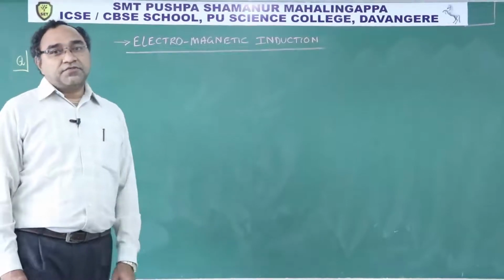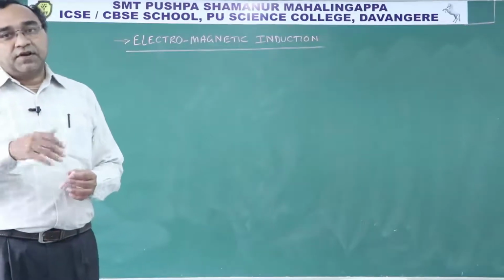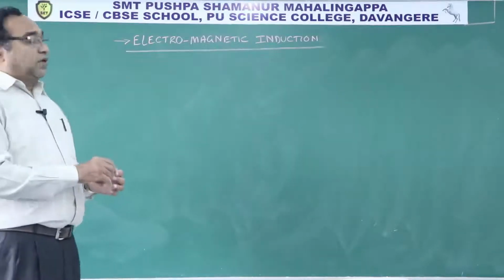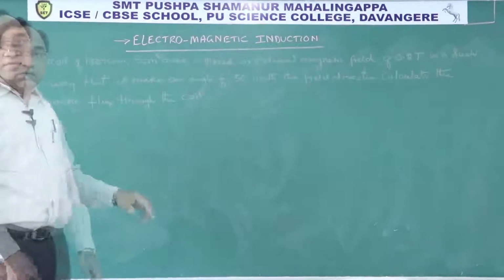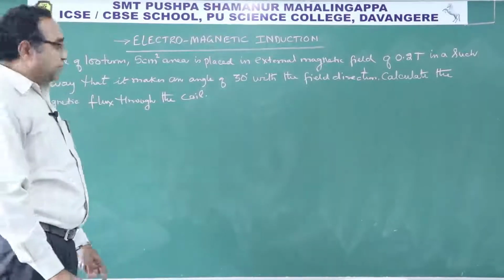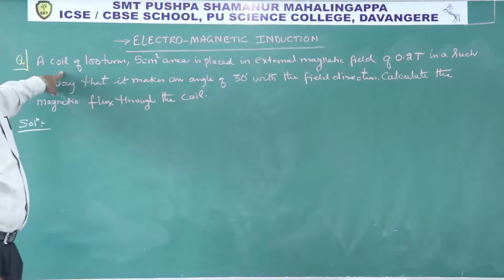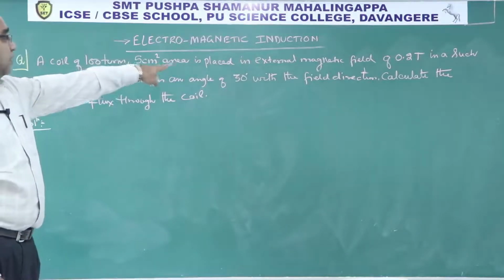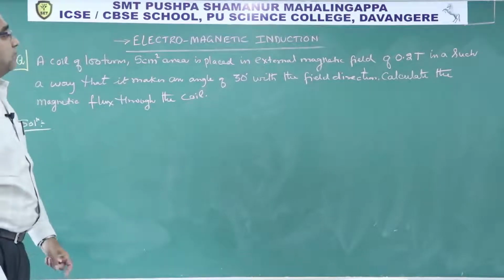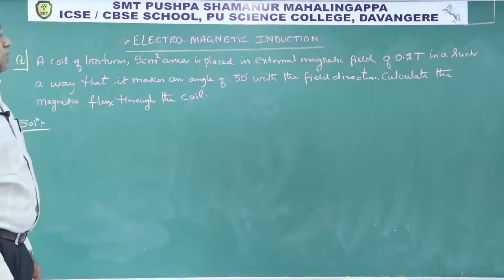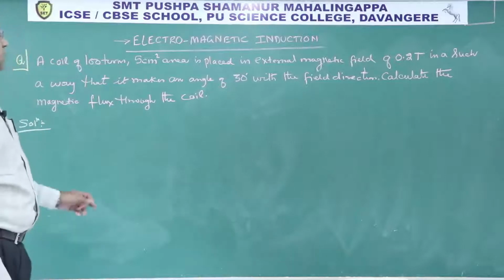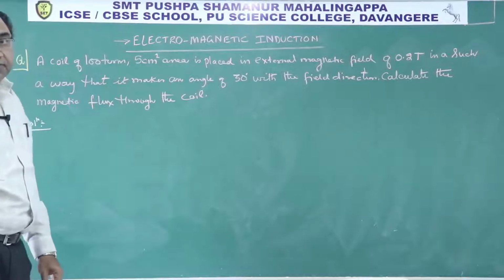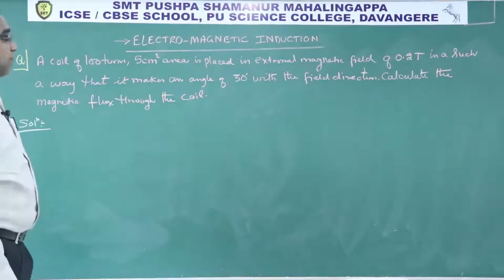Okay students, let us discuss now some numericals which are related to the topics that we have discussed and derived till now. So the first question is like this. A coil of 100 turns, 5 centimeter square area is placed in an external magnetic field of 0.2 Tesla, which is also Weber per square meter, in such a way that it makes an angle of 30 degrees with the field direction. Calculate the magnetic flux through the coil.